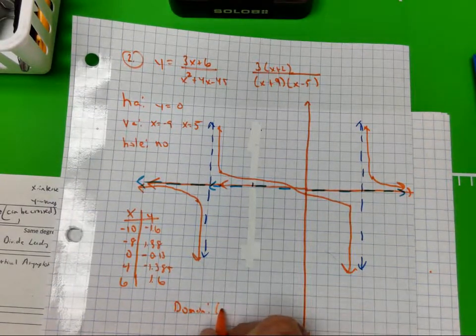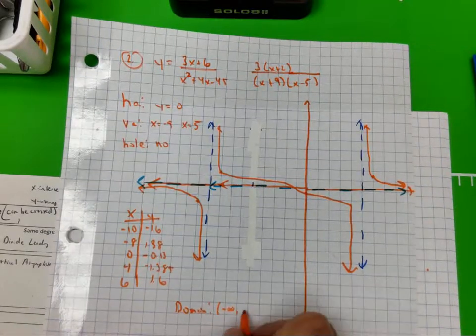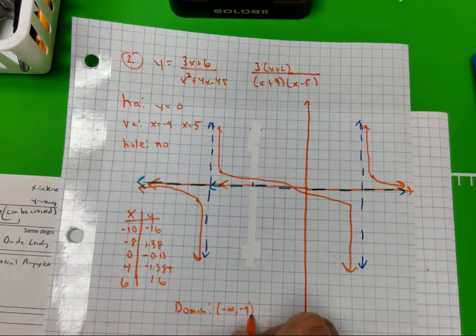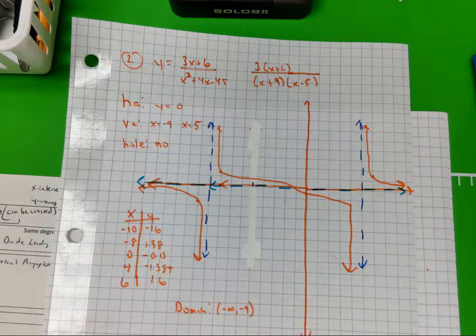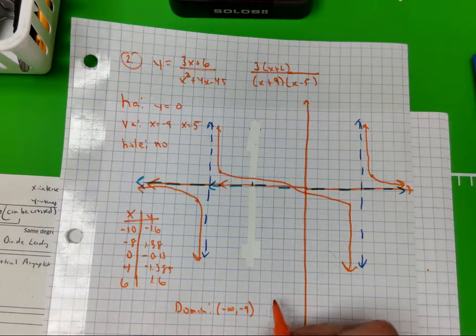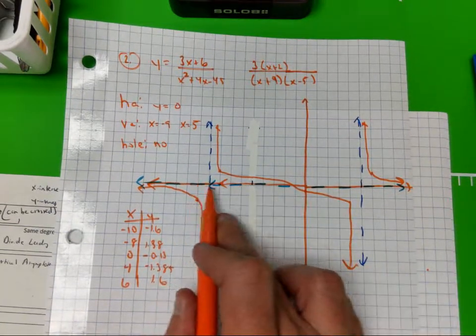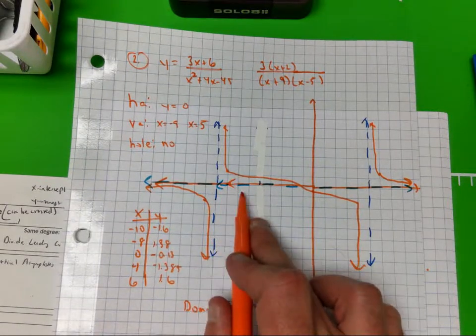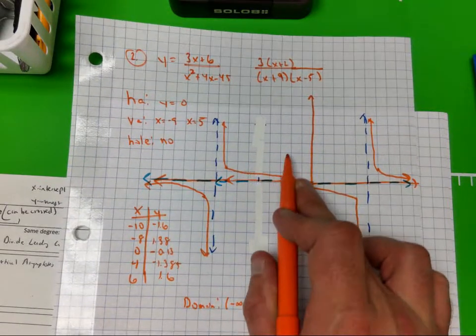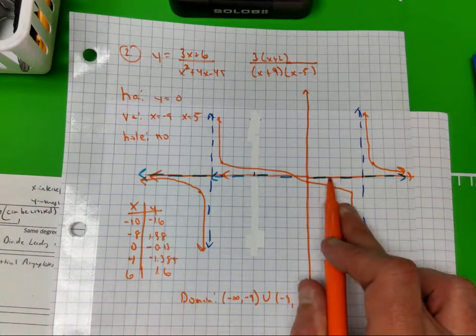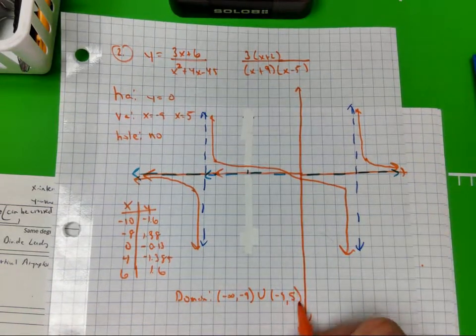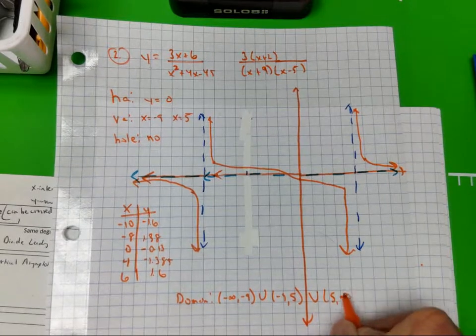So I got from negative infinity to negative 9. Union negative 9 to going all the way here. I'm hitting some value till I get to 1, 2, 3, 4, 5. Union 5 to infinity.